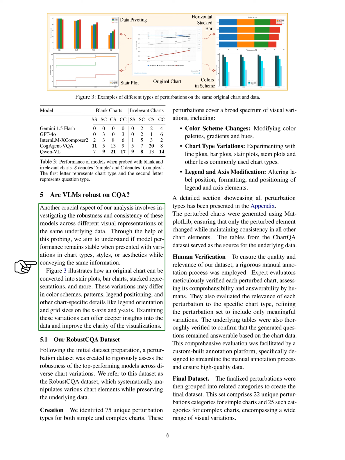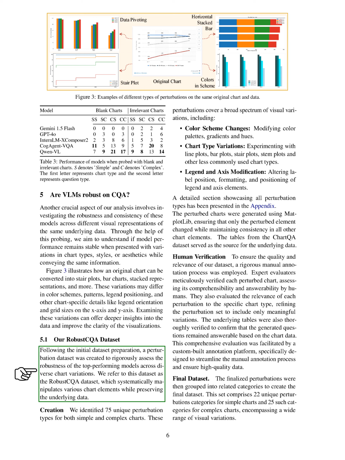Section: Our robust SICA dataset. In this section, we created the robust SICA dataset to test how well top-performing models handle different chart variations. We made 75 types of changes to simple and complex charts, such as adjusting colors, changing chart types, and modifying legends and axes. Each altered chart was carefully checked by experts to ensure it was clear and answerable. The final dataset grouped the changes into categories for easy comparison.